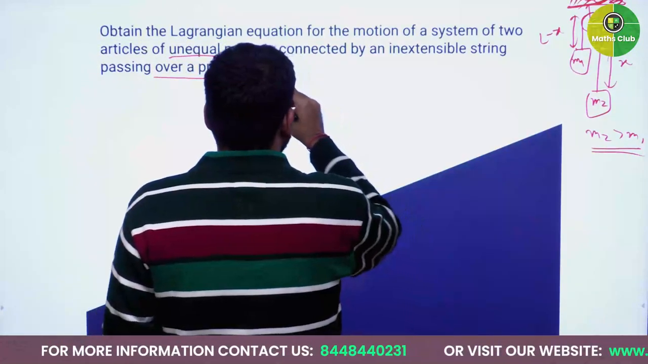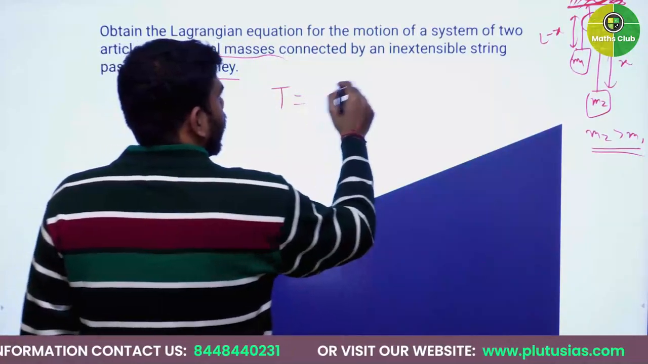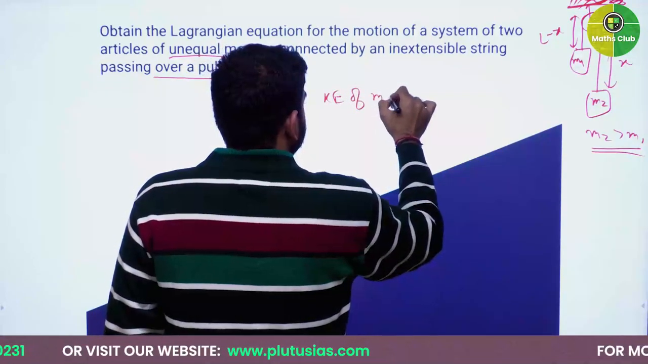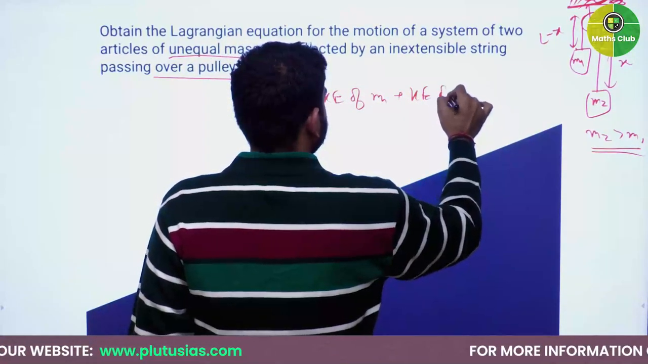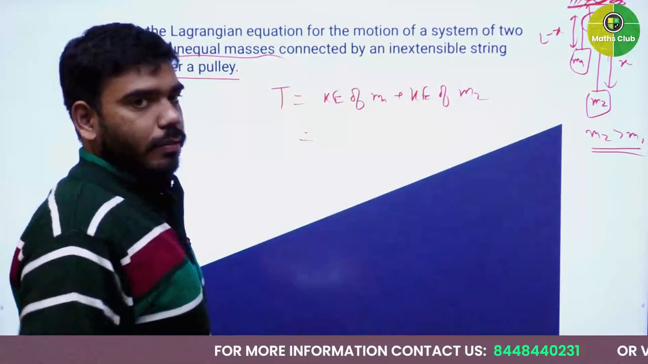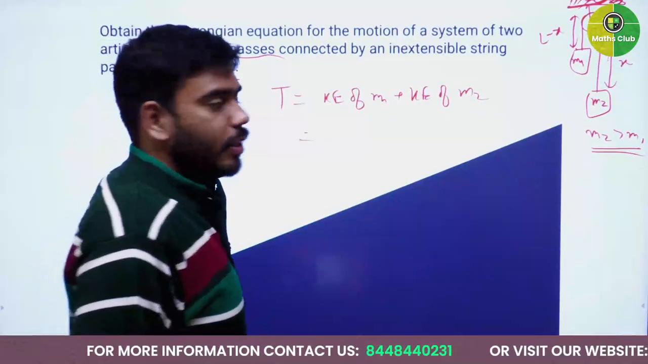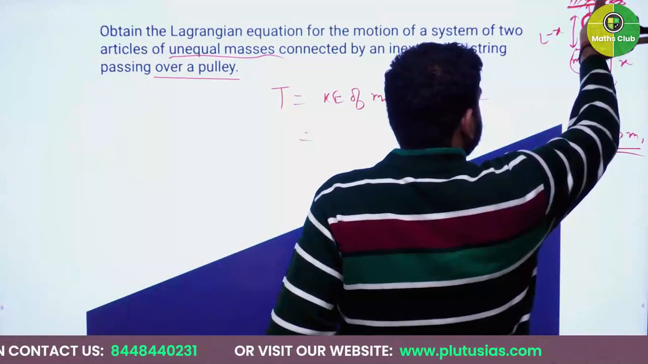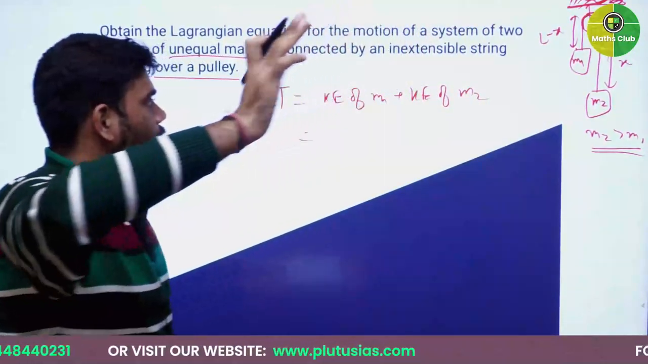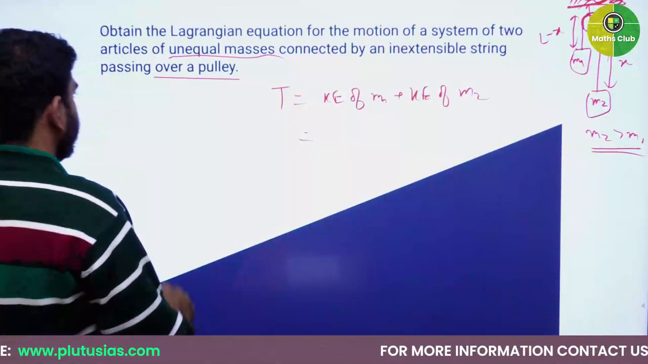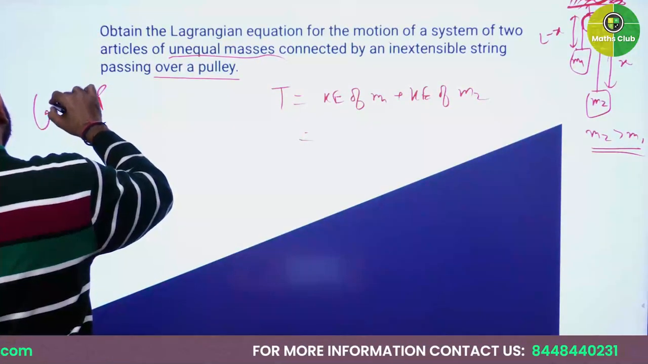Right? So first we write the kinetic energy. The kinetic energy will be the kinetic energy of the m1 particle plus the kinetic energy of the m2 particle. So this will be the total kinetic energy of this system. The pulley is completely stationary, but it would have a rotational kinetic energy, which we will take later, in the second case when the pulley also has mass. First of all, let us take case one.